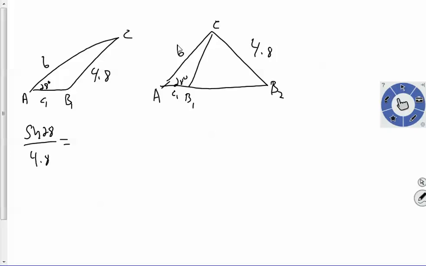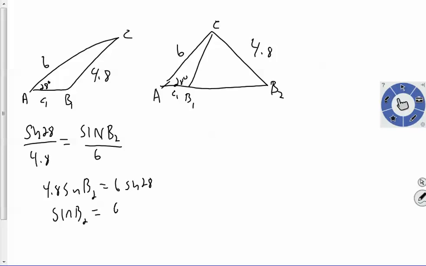So I'm going to do sine of 28 over 4.8 equals the sine of B2 over 6, if that makes sense. So then you cross multiply, you get 4.8 sine B2 equals 6 sine 28. So sine of B2 is equal to 6 sine 28 over 4.8. If you take the arc sine of that, B2 is approximately 35.93 degrees.